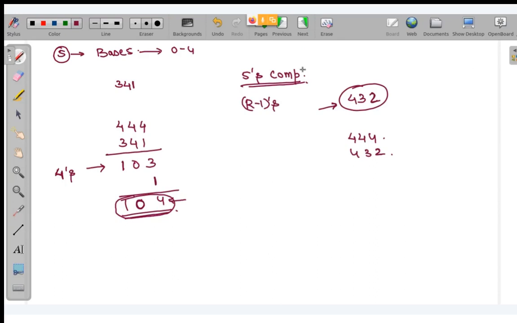What does 448 in base 5 mean? How will you get 448? This is an invalid base 5 number.